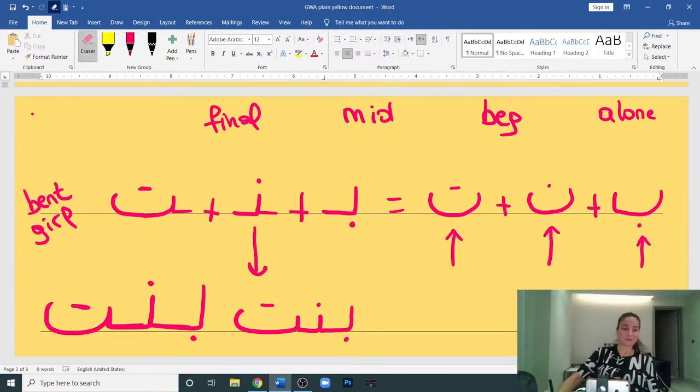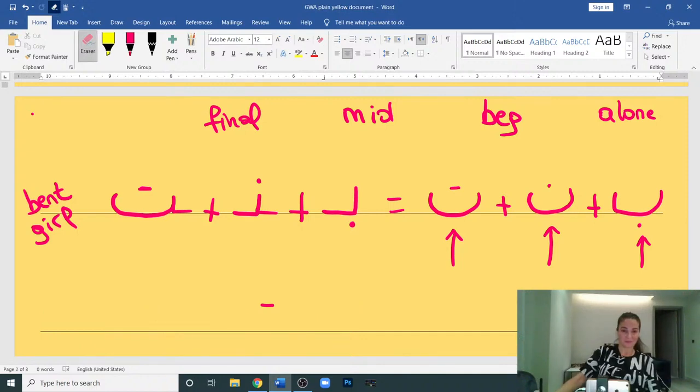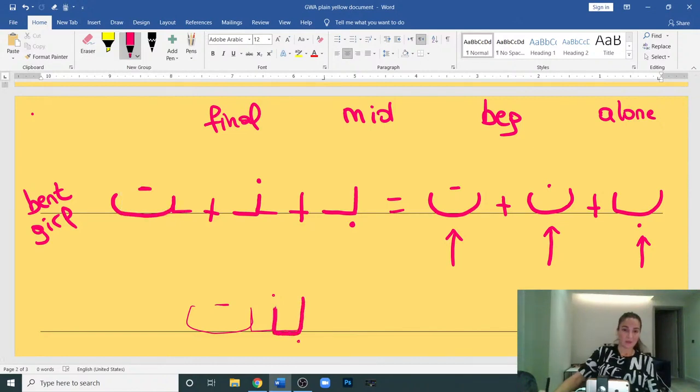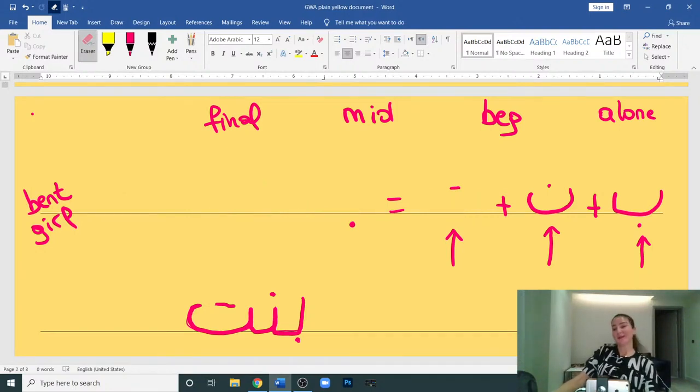Let's try one more time. So it's b, n, t, bint. B, noon, t. Again, let's make it thicker. B, noon, t. And then I put my punctuations. Okay? Let me give you another word that has a noon at the end of the word to see if you can guess how to write it.